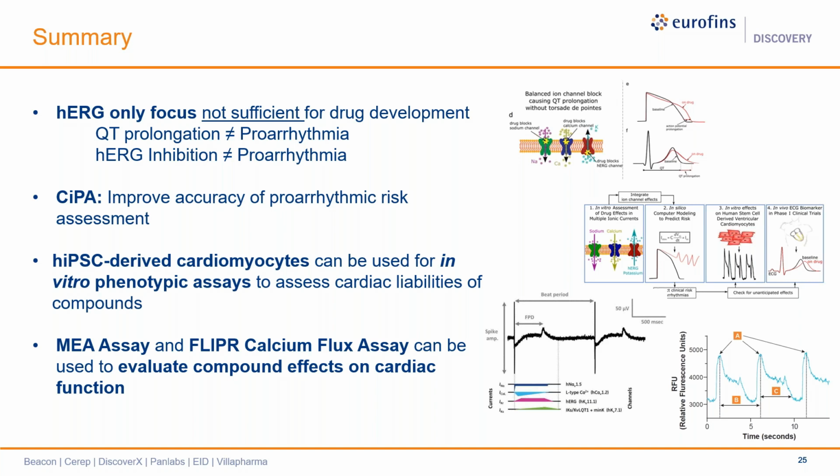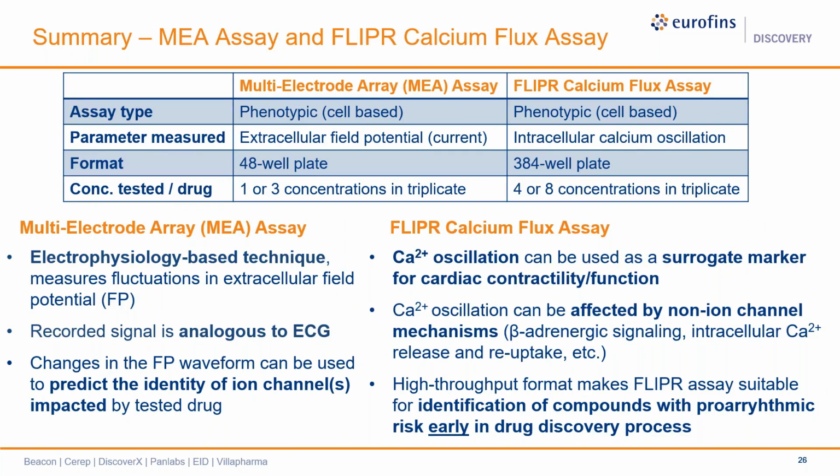In particular, the third point of the CIPA initiative focuses on using human-induced pluripotent stem cell-derived cardiomyocytes for in vitro phenotypic assays to assess cardiac liabilities of compounds. Here at Eurofins, we are offering two different assays, the MEA assay and the Flipper calcium flux assay, that can be used to evaluate compound effects on cardiac function. These assays are very well suited to investigate effects of drugs on cardiac function, but they are quite different from each other, complement each other and have different advantages.